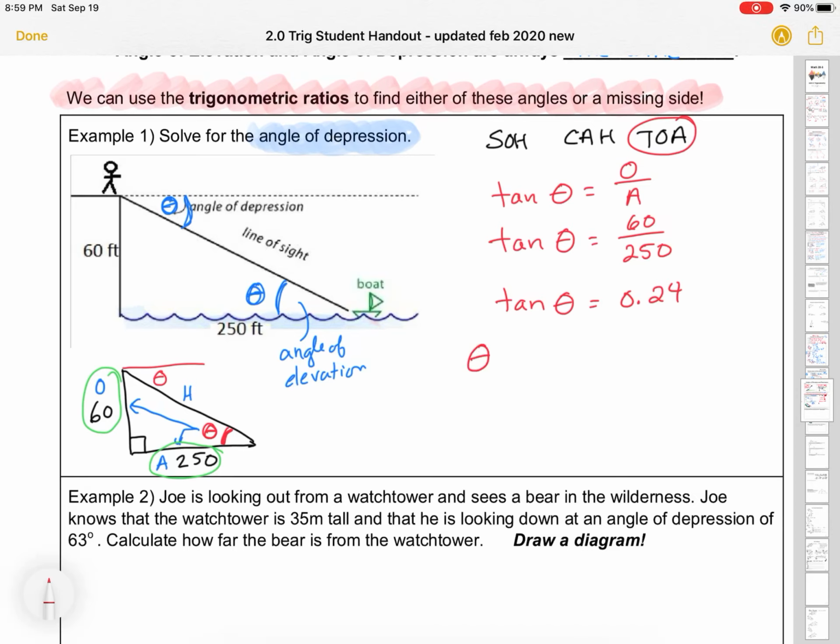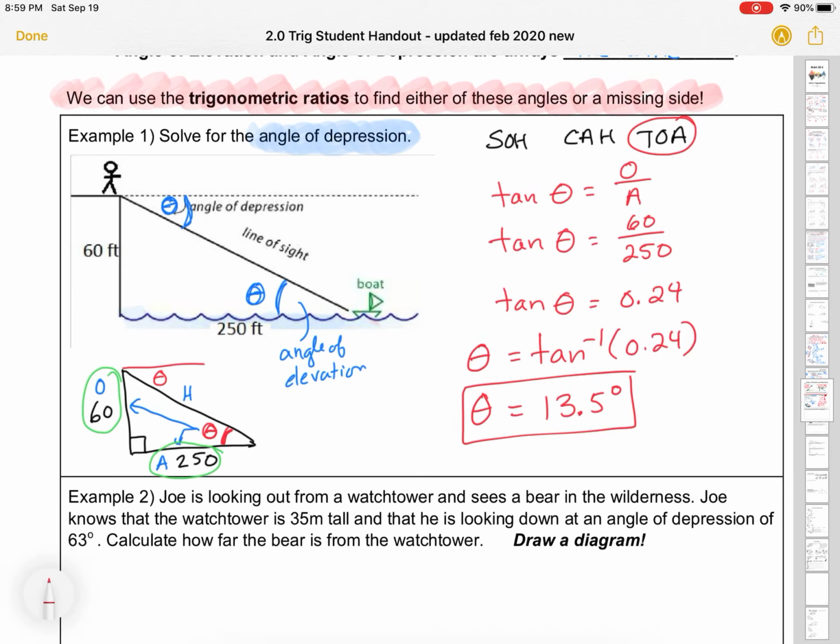tan theta equals 0.24. Now remember, when we're looking for the angle, that's when we use our second function. So the angle is going to be tan negative 1 of 0.24. So you have to use the second function tan button, right? So when we do that, we're going to get theta is 13.5 degrees.